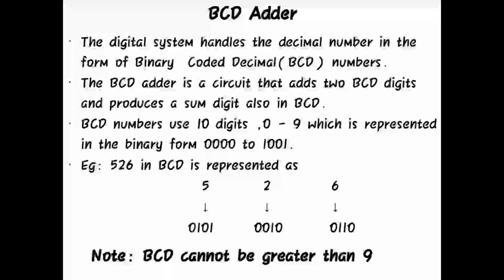Coming to the note here, BCD cannot be greater than 9. 0 to 9, again 0 to 9, so the cycle continues here. So this is about the BCD adder. It is a circuit that adds two BCD digits and produces a sum that is also a BCD digit.